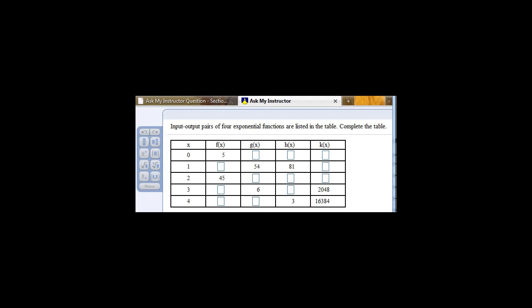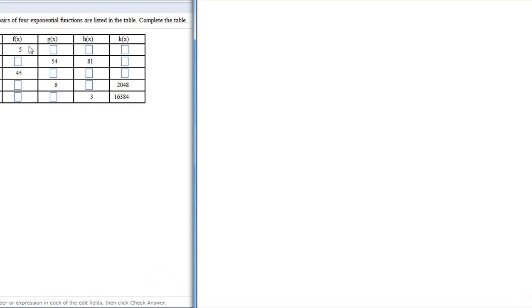So your question is that if we have a pair of values given for an exponential function, then how to complete this table. And let's try this. This should not be too bad because we are given the whole number values for the input variable. Now in this question we have pairs of input output values given for these four functions, and we have to fill up the table.